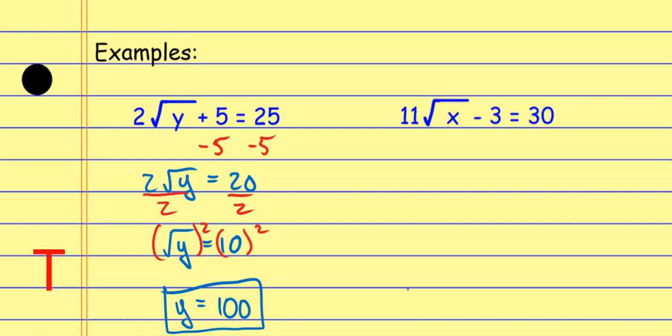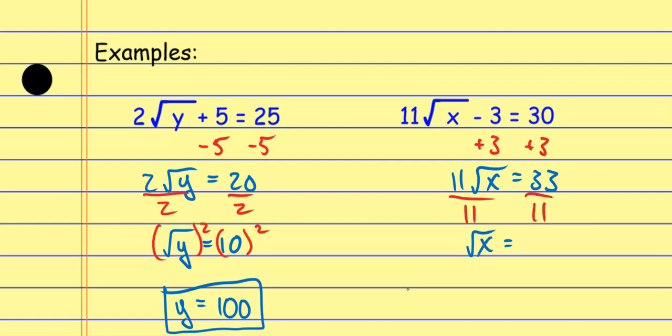I have subtraction, I have multiplication. I want to undo the subtraction first because I'm working backwards through the order of operations. So I undo addition and subtraction. Now I undo the multiplication. So I'm going to divide each side by 11. And now I'm going to undo the root by squaring each side. Okay, so just working backwards through the order of operations, undoing the operations as I go.